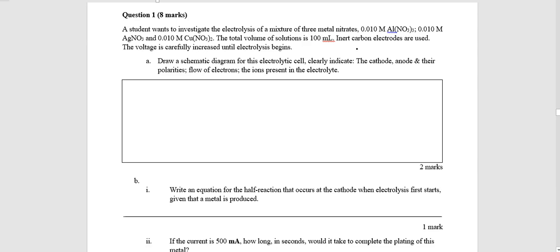Draw a schematic diagram for this electrolytic cell. Clearly indicate the cathode, the anode, and their polarities, flow of electrons, and the ions present in the electrolyte.